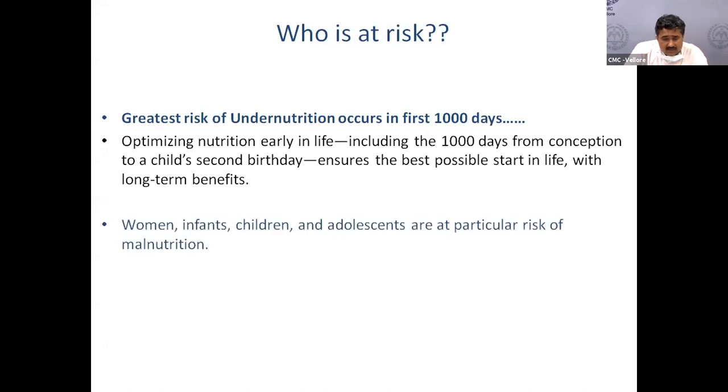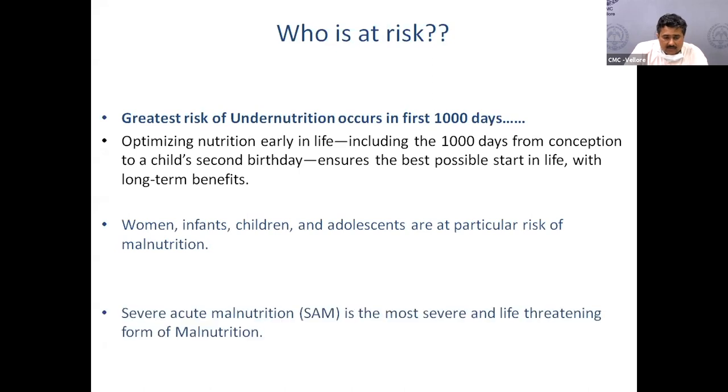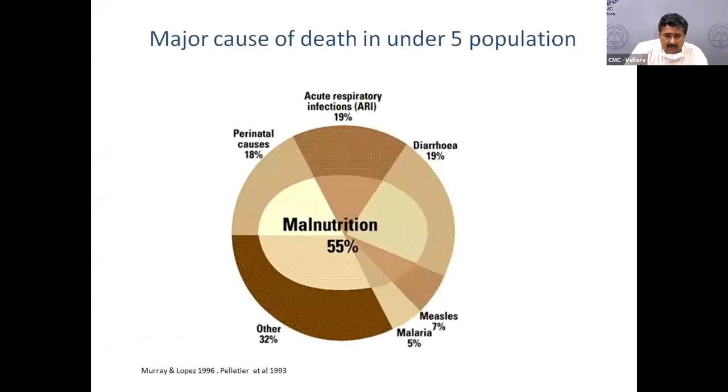Women, infants, children, and adolescents are at critical risk of malnutrition. Severe acute malnutrition is the most severe and life-threatening form of malnutrition. Again, this is one of the data: around 55% of all the deaths occurring in the under 5 population have malnutrition. They have more propensity to have infection, and more deaths happen when the malnourished child gets infection.